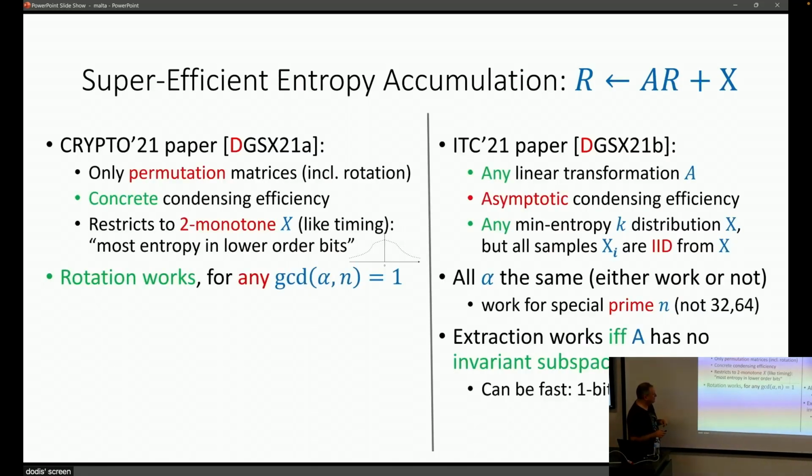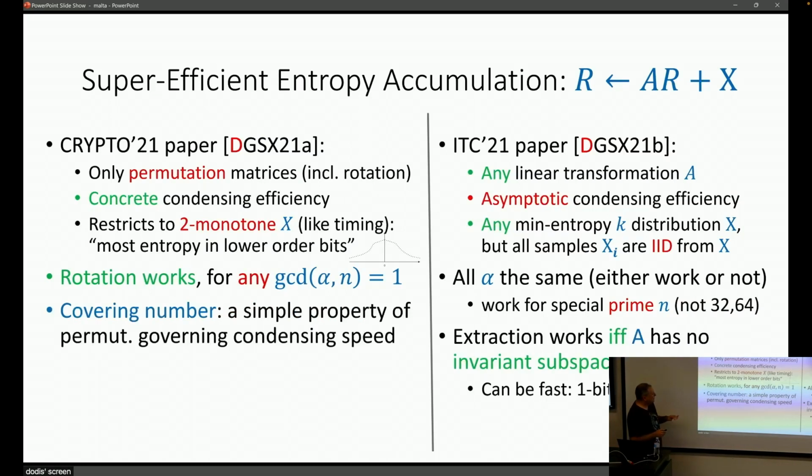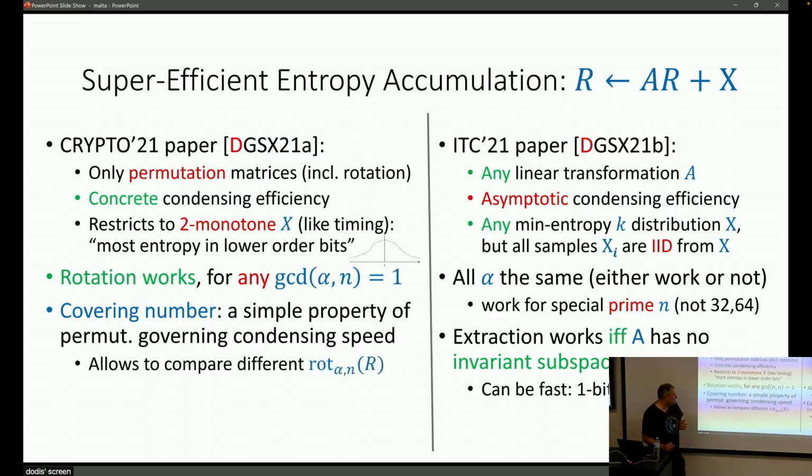Maybe the details are not important. But here we really found the combinatorial condition of these things, like something called covering number, which is a simple property of permutation, which probably governs the speed of condensing somehow. Never mind what it is, it could be a separate talk. But it was kind of nice that we managed to do it.